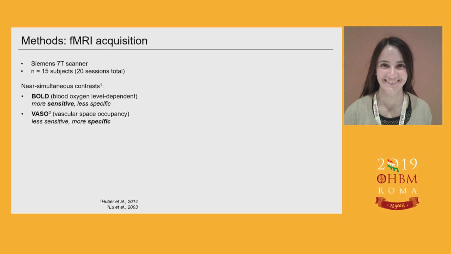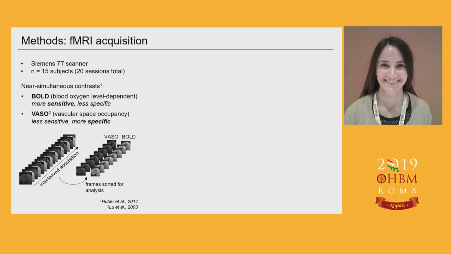And we acquire these two contrasts in an interleaved fashion over the course of the run, and then we later sort the frames and analyze them separately. And most of the data I'll show you today come from the VASO contrast, since that is the more spatially specific one. A few other unique features of our scan setup.